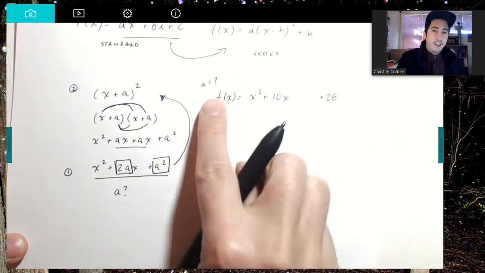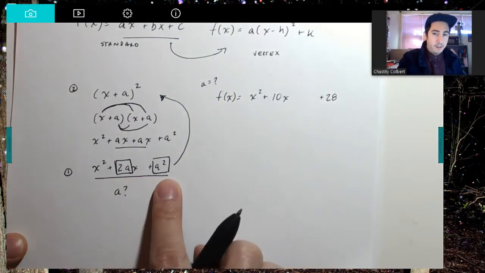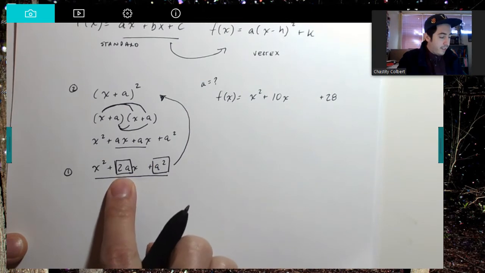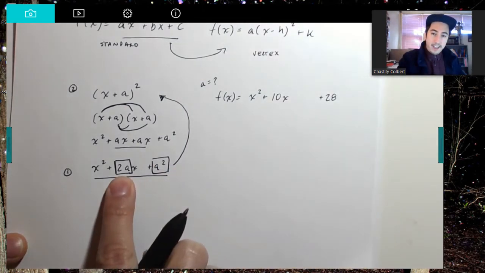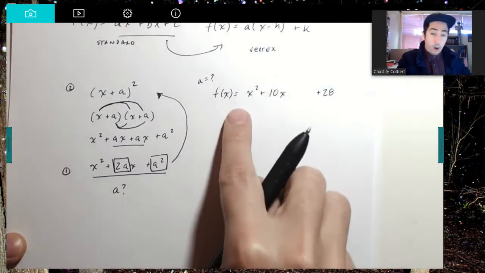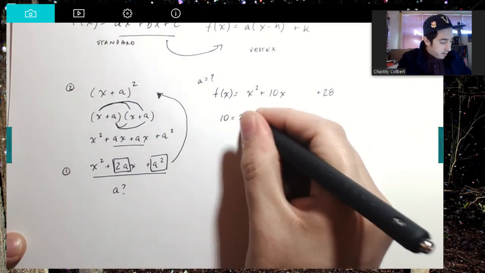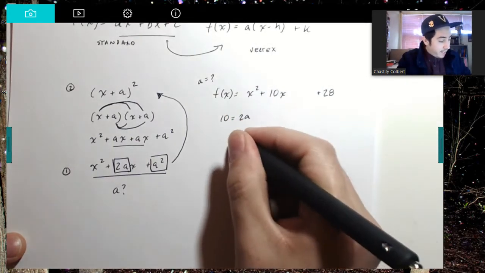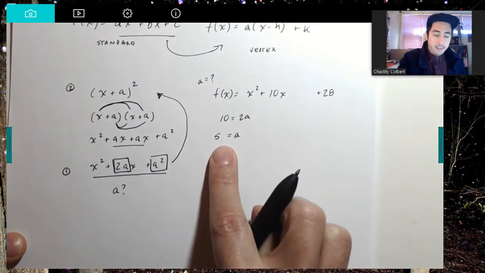What is the A value here when I refer to this? What is A value here? Well, it's really just half of this value, right? If this is 2A, then, if we pattern match here, in our problem, 10 is equal to 2A. So then A would be equal to 5. A is equal to 5.